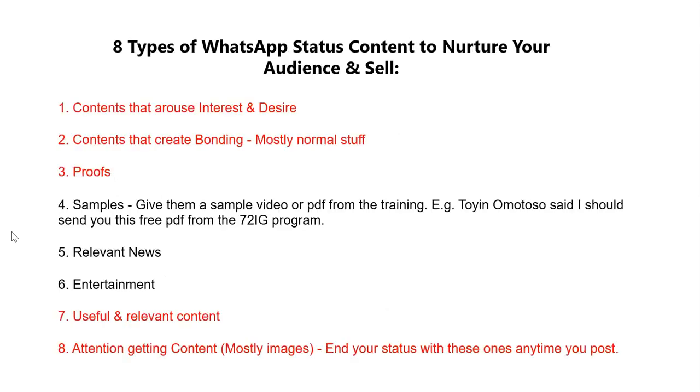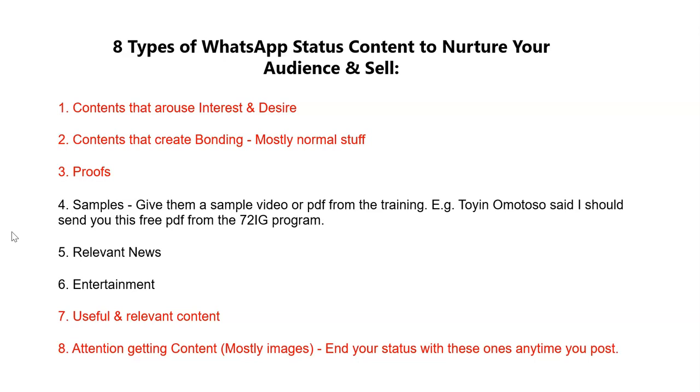So with that said, there are 8 types of content that help you to market to people using WhatsApp status. Actually, only 5 of them are ultra important. But let's look at all the 8 types of content. The ones I have in red on this screen are the ones that are ultra important.